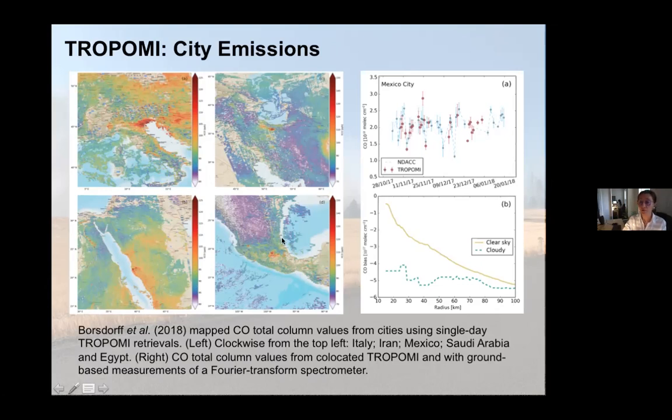And then focusing on Mexico, in this panel here on the upper right, you can see in blue ground measurements using an FTIR of CO, daily measurements, and then in red you have the TROPOMI measurements, and they agree beautifully. You get to detect emissions without any averaging, and when you compare to ground measurements, they agree really nicely. So that's a great advancement.